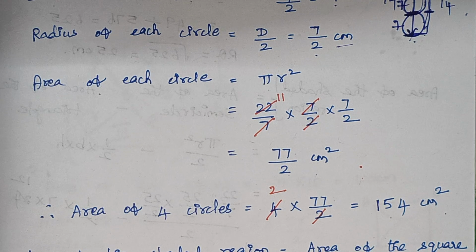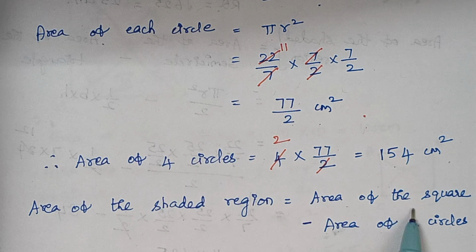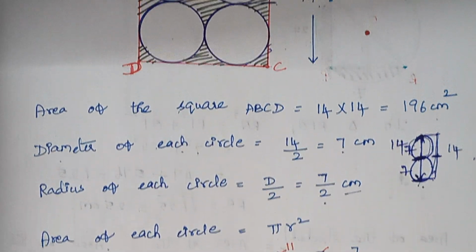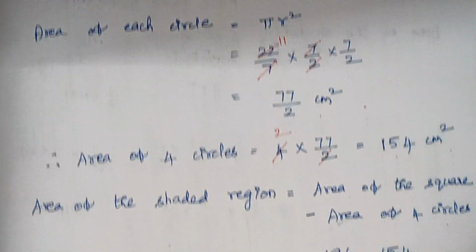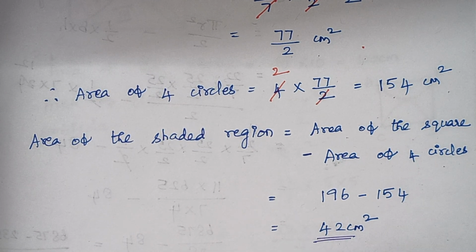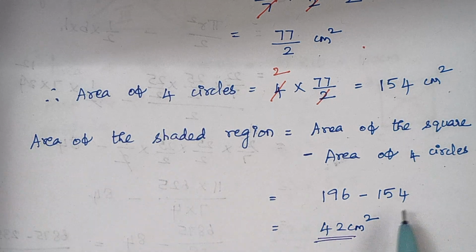The final thing is to find the area of the shaded region. Area of the square minus area of 4 circles. What is the area of the square? We had already calculated it, it is 196. So 196 minus 154 gives 42 centimeter square. Finally, this is your answer. Since we are calculating the area, the unit should be square. Don't forget to write this. So this problem gets over. We will proceed with our next one.